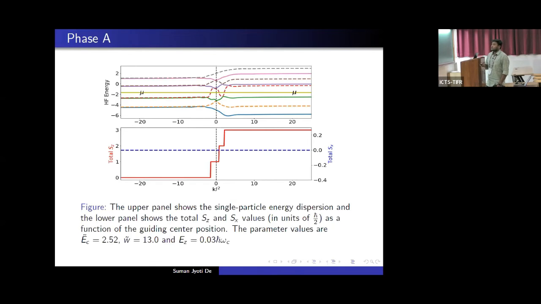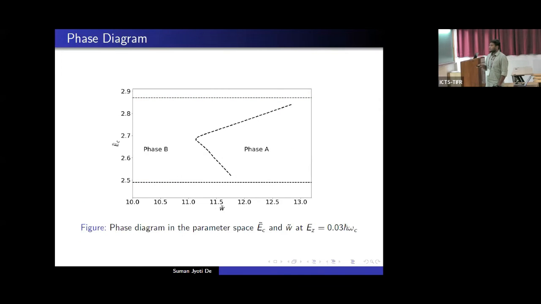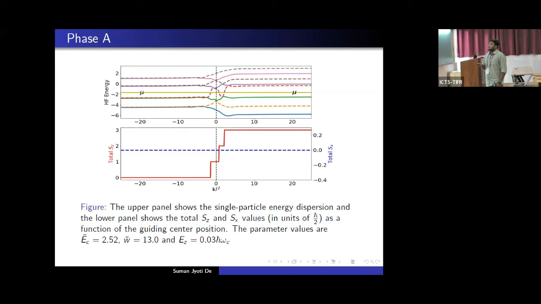So if you look at the phases in detail, for phase A, that is for the larger W, if you look at the spectrum, there will be 3 modes crossing the Fermi energy, and each time a mode crosses, if you look at the total Sz, it jumps in units of h bar over 2. It goes from unpolarized to a fully polarized state in steps, jumping in steps of 1 unit. That signifies that each mode has a particular spin index along the spin quantization axis.